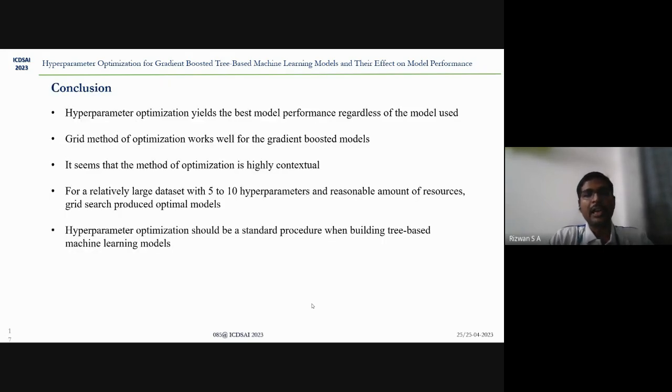In conclusion, hyperparameter optimization yields the best model performance regardless of the model used. Grid method of optimization works well for gradient boosted models, especially in resource limited settings. It seems that the method of optimization is highly contextual, depends upon the data set and the problem at hand. For a relatively large data set with 5 to 10 hyperparameters and a reasonable amount of resources, grid search produced optimal results. And the recommendation from this is hyperparameter optimization should be a standard procedure when building tree-based machine learning models.